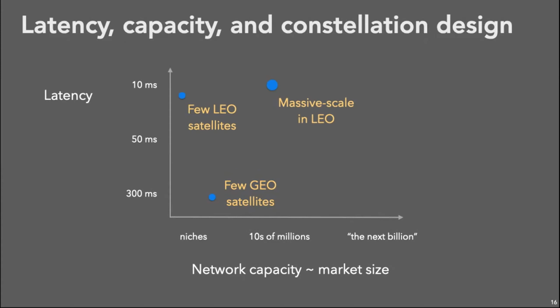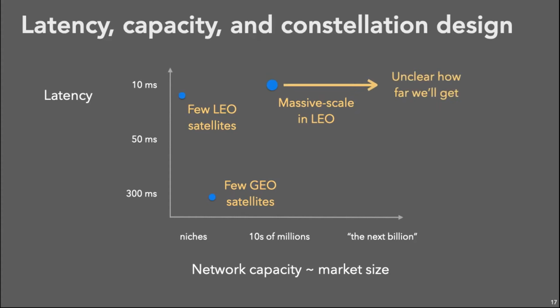SpaceX has already filed requests for serving about 5 million customers in the US. And they've already demonstrated measurements with 20 to 30 milliseconds of round-trip latency. And this is with partial deployments of their constellation. So this is roughly the space where the new massive scale LEO constellations are on target to operate.